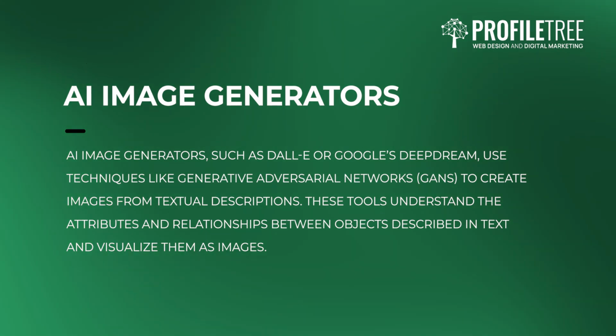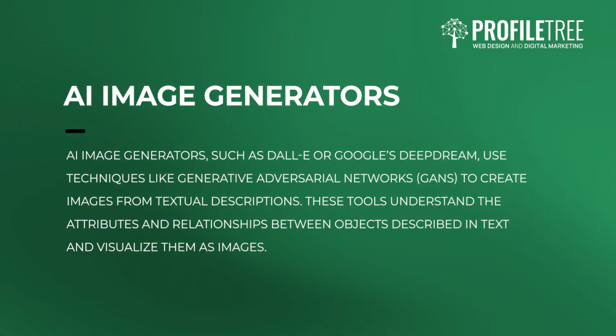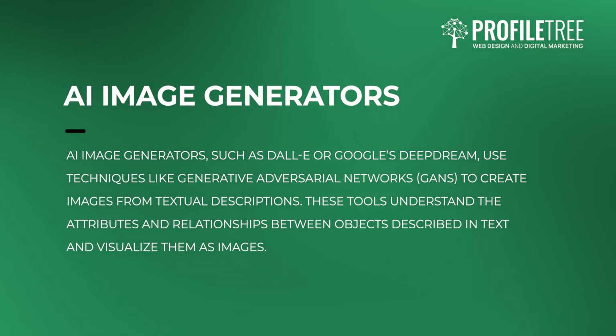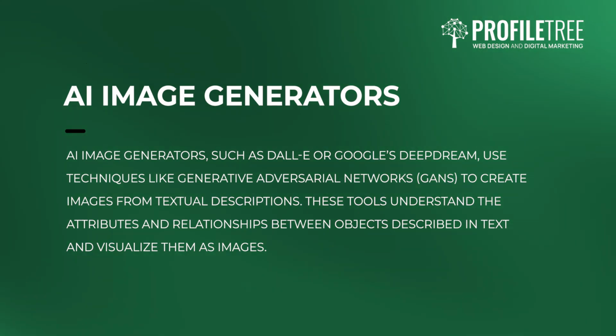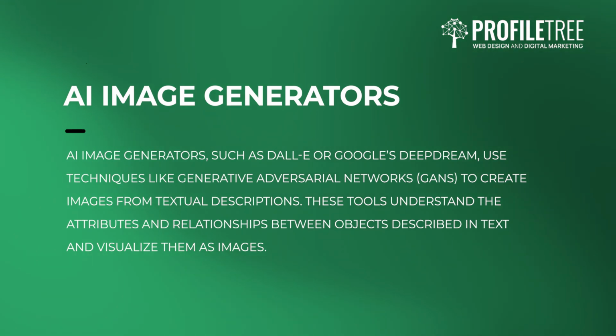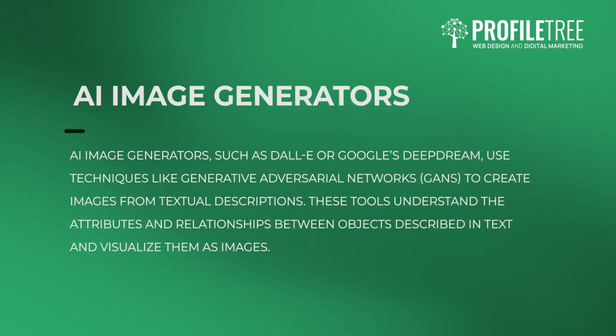So for example, let's just say, can you give me the Eiffel Tower in Northern Ireland? Then it's going to try to list what you've said and create that in image form. And I'll show you that later on in the video. These types of tools understand the attributes and relationships between objects described in text and visualize them as images.